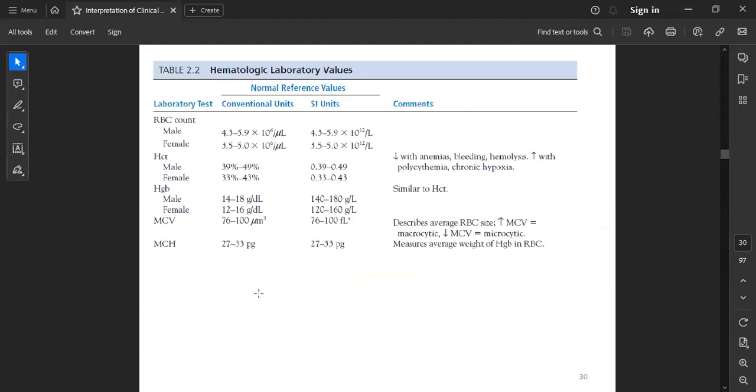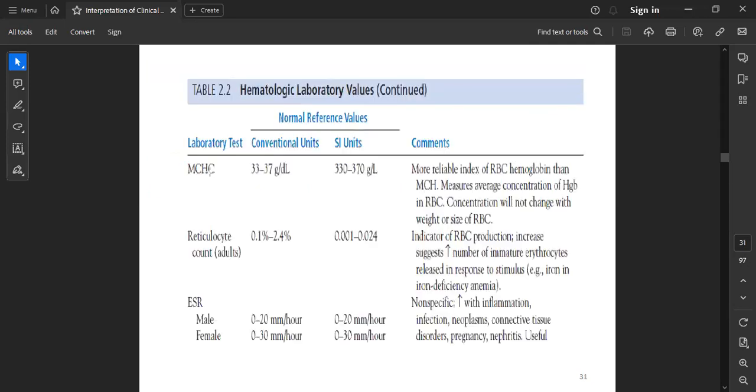These are just the normal references. RBCs for males is between 4.3 to 5.9, for females is 3.5 to 5, times 10 to the power 6. These ones, you just read them. Hematocrit, we talked about what hematocrit is: the percentage of sedimented red blood cells compared to the total sample. We talked about these ones, MCH, ESR.